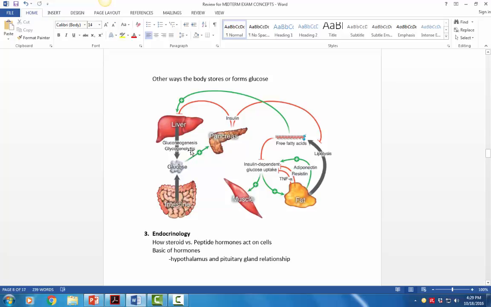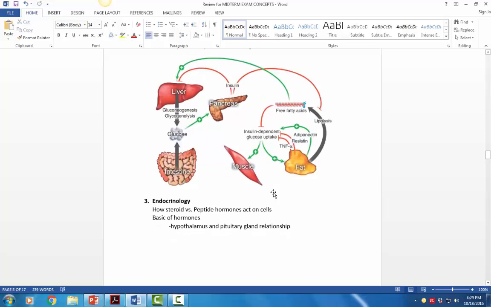We can absorb glucose from the intestines when we eat, and then we can also break down fat, in the process called lipolysis, releasing free fatty acids, which can be used by the liver to make new glucose via gluconeogenesis. So these are some of those reactions we talked about this semester that can help us release glucose into the blood. Then we talked about the endocrine system.